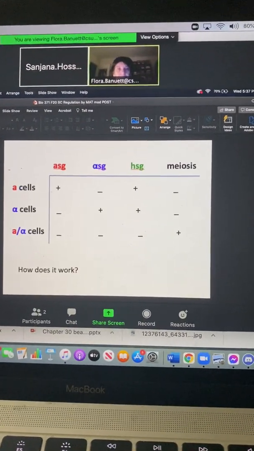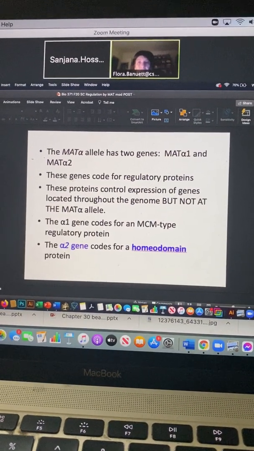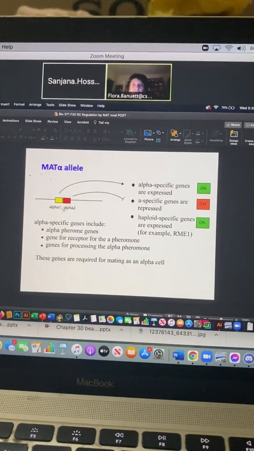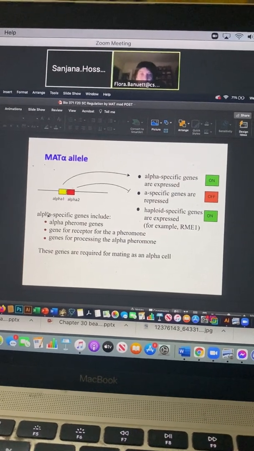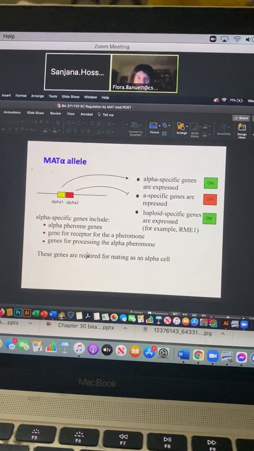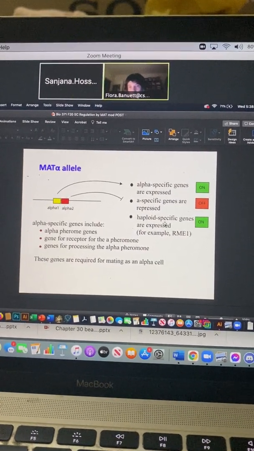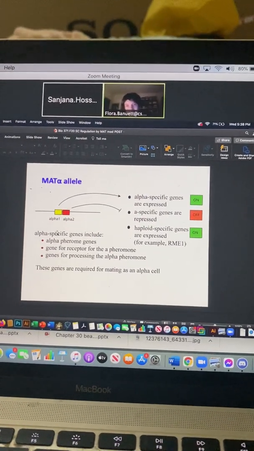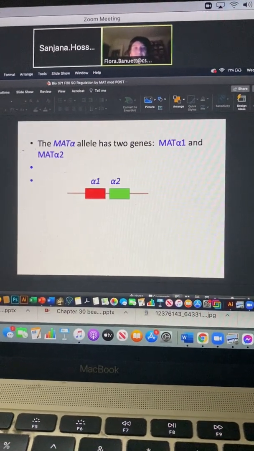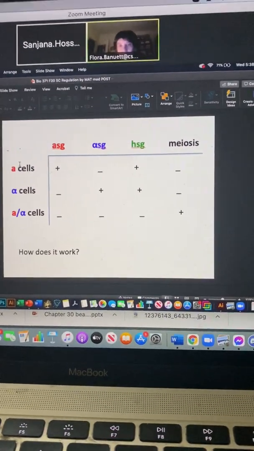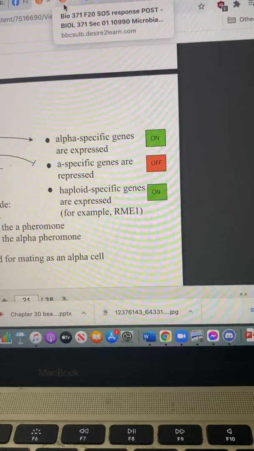And it's also summarized here. Alpha cells express alpha specific genes, and it tells you here what the alpha specific genes are, and they do not express A specific genes, and they express haploid specific genes. So this is a summary of the mechanism, and the other one was a table simply stating the observations. Also slide 19 and 20, I guess.